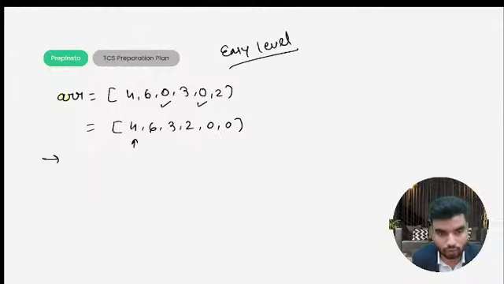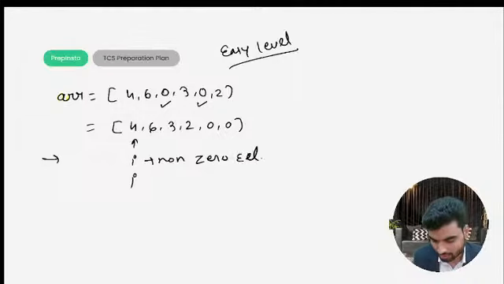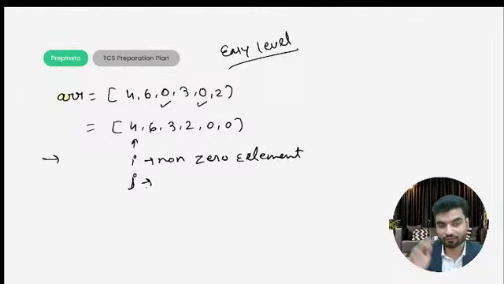Is this 0? If this is not 0, then we'll keep it right here. And if this is 0, we can have two pointers, one is i and one is j. i is for the current non-zero element, and j can be for the position, for iterating.